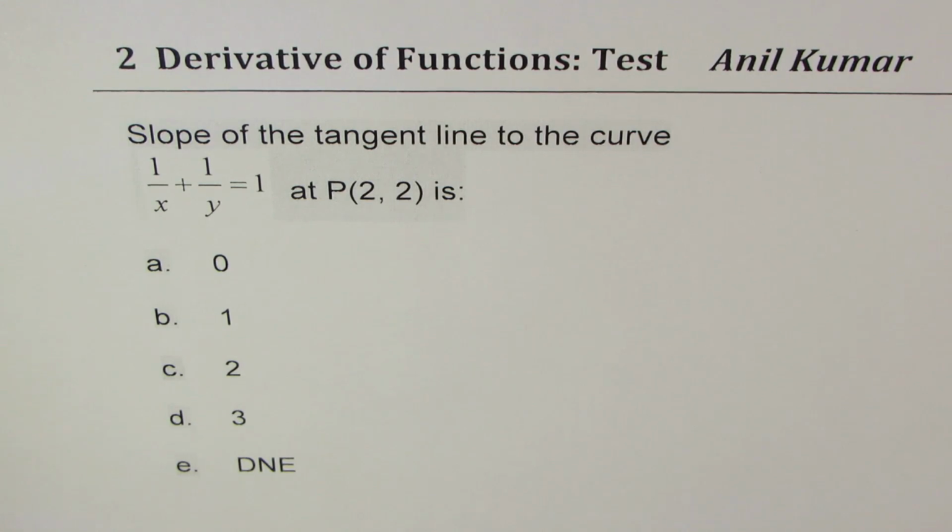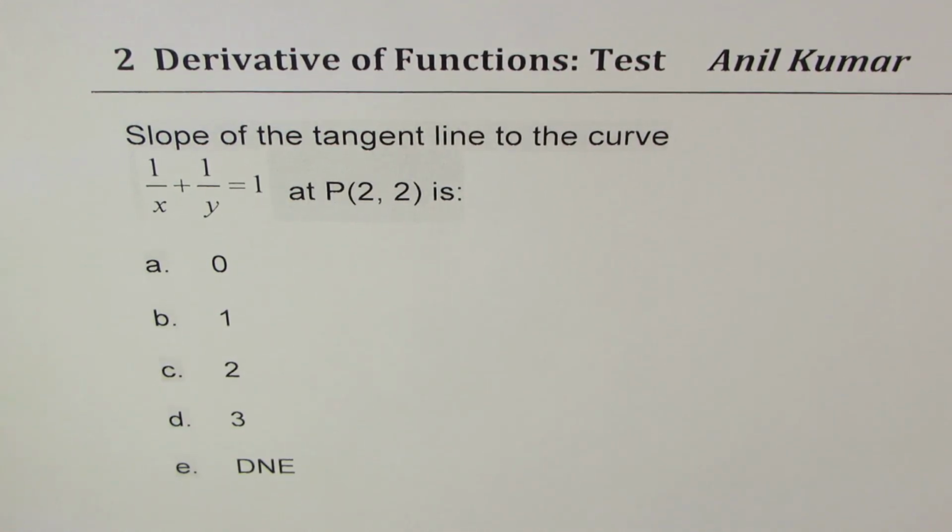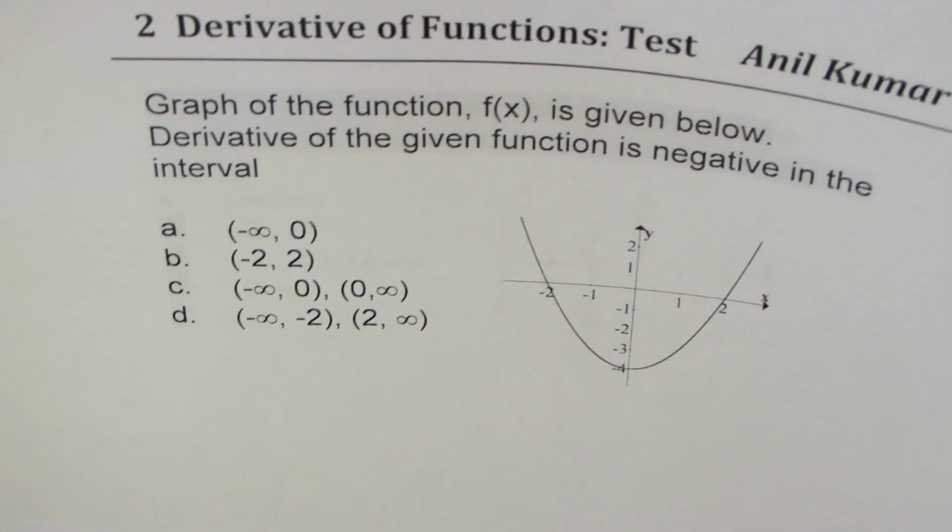Here's the last question. Slope of the tangent line to the curve 1 over x plus 1 over y equals 1 at the point P (2, 2) is which one of these, right? So I hope you have made a note of these questions. Once you're done, look into my solutions. And now, let us solve them one by one.